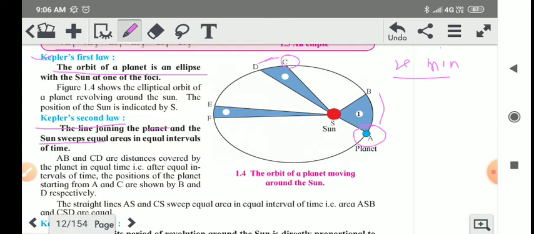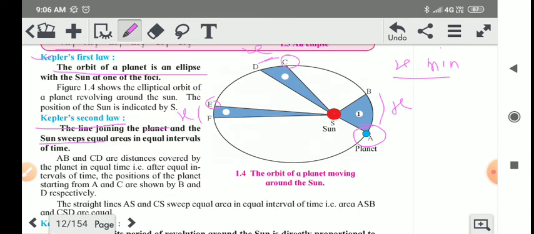Then similarly, if the planet is at position E, in time x it moves from E to F. So here we can say the time is the same. Here the time is x minutes, here also x minutes, and here also x minutes.